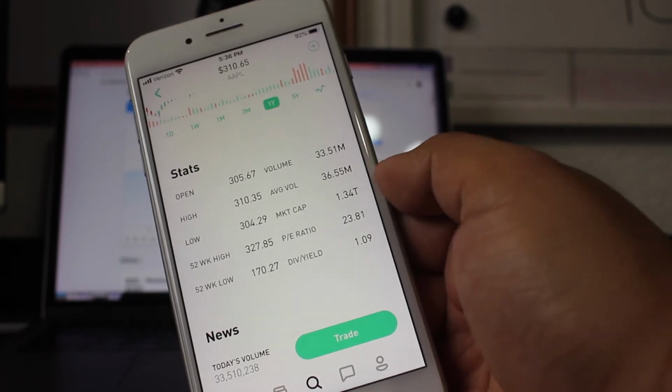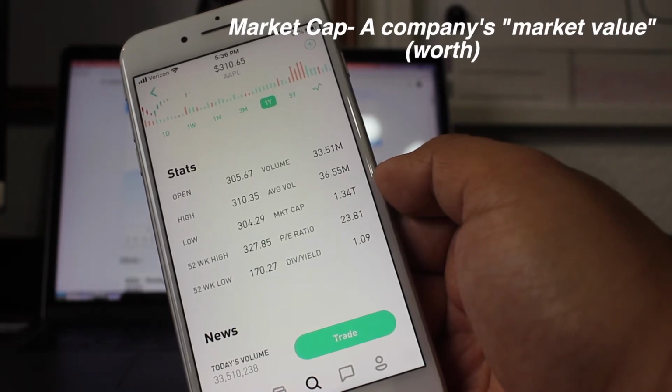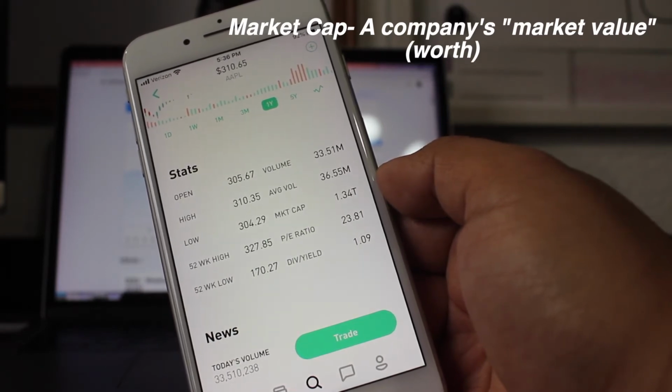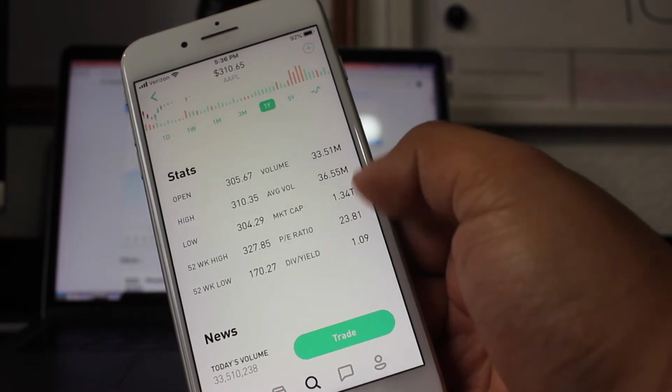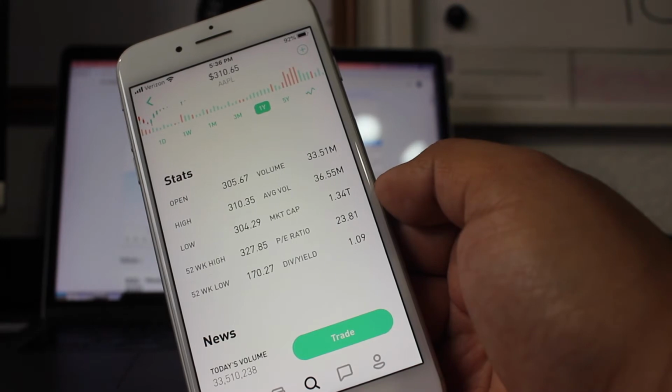So the market cap is essentially how much a company is worth, which is obviously determined by the value of the stock within the stock market. So all it is basically the total market value of all of the outstanding shares. So essentially Apple is worth $1.34 trillion.